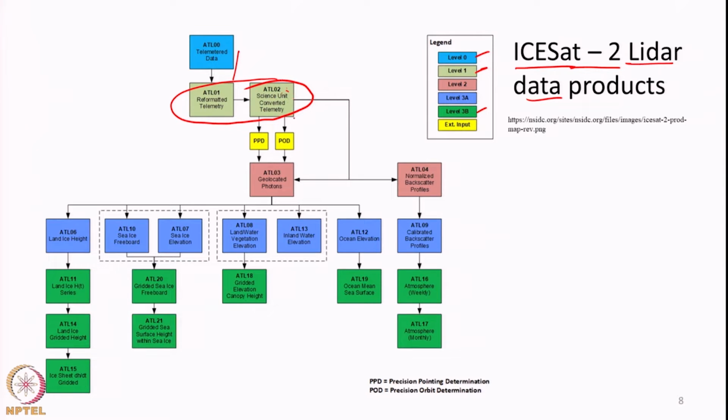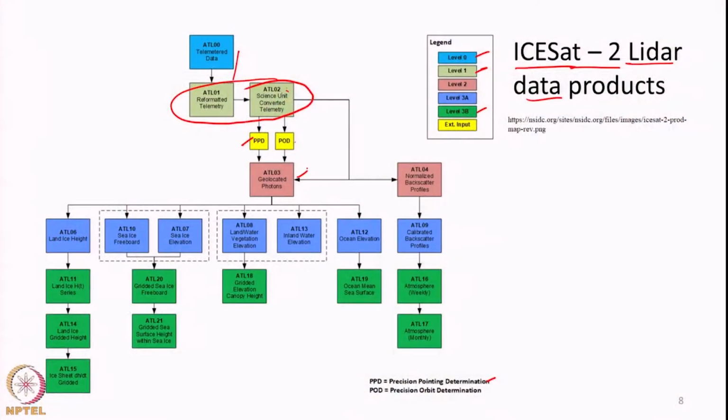When the distance is combined with the precise orbit determination parameters and the precise pointing parameters, like where the satellite is pointing and what the satellite orbit is, if these two are combined, then we will be able to estimate the ground coordinates of each and every point. That is the basic principle of the LiDAR system I told you. That is also possible, that is the level 2 data set.